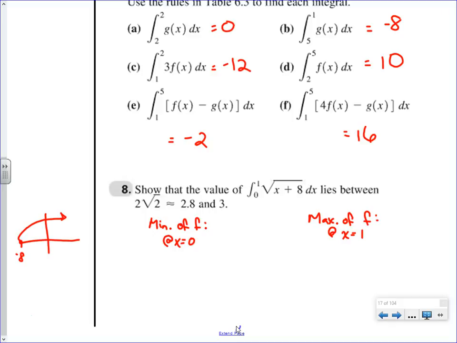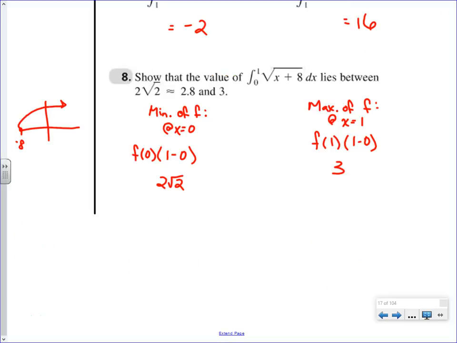So then can't we just go ahead and say, oh, okay, well, hold on. f of 0 times 1 minus 0, and then f of 1 times 1 minus 0. Plugging in 0, we just end up with the square root of 8 times 1, which is really just 2 root 2. And then f of 1 is going to be the square root of 9, which is just 3 times 1. So we can say by the max and min property, basically, that an integral is going to have to be in between.